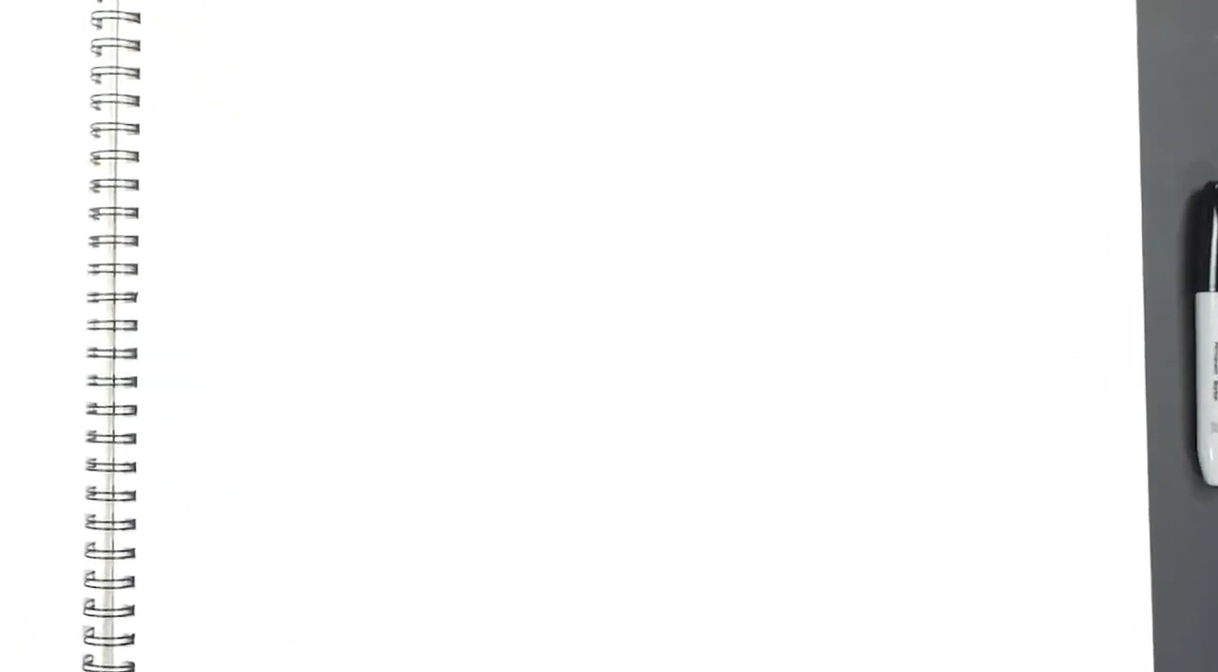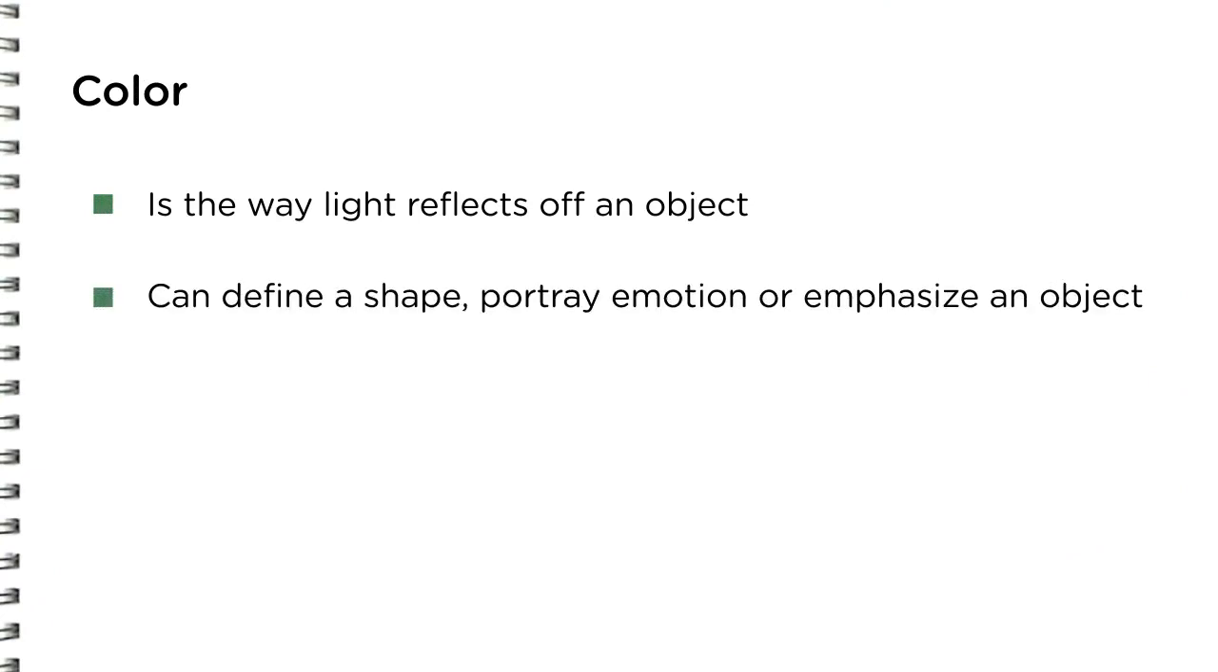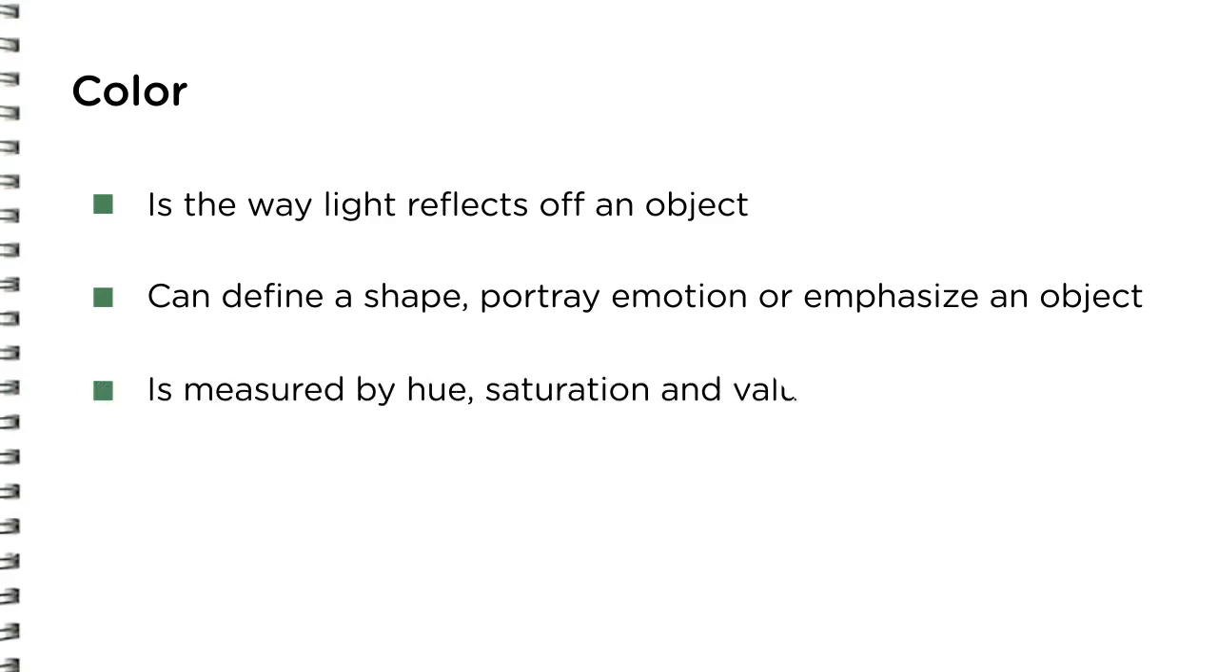Color is by far the most powerful visual element. Let's break it down. Color is the way light reflects off an object. Color can define a shape, portray emotion, or even emphasize an object. Color is measured by hue, saturation, and value.